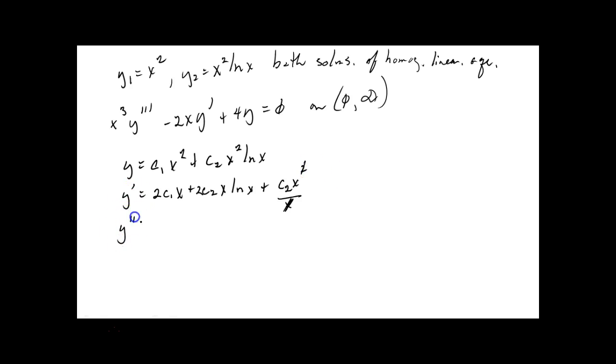Let's do our y double prime. Even though we don't need it in the equation up there, you still got to have it to do the y triple prime. Okay, so that'll be 2c1 plus 2c2 x. Right, because.